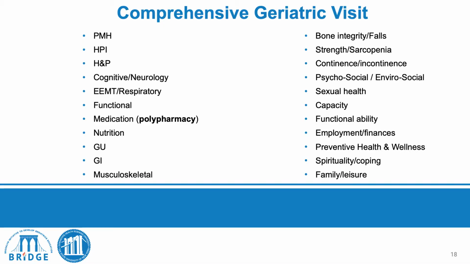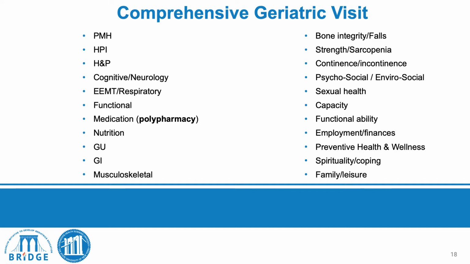Nutrition, gastrointestinal, genitourinary, musculoskeletal, balance, most important, gait, fall risk assessment, and prevention, teaching for prevention, bone integrity or risk for osteoporosis, strength assessment, or sarcopenia, incontinence assessment, from urine and fecal, so bowel and bladder. Psychosocial, environmental, and social assessment.